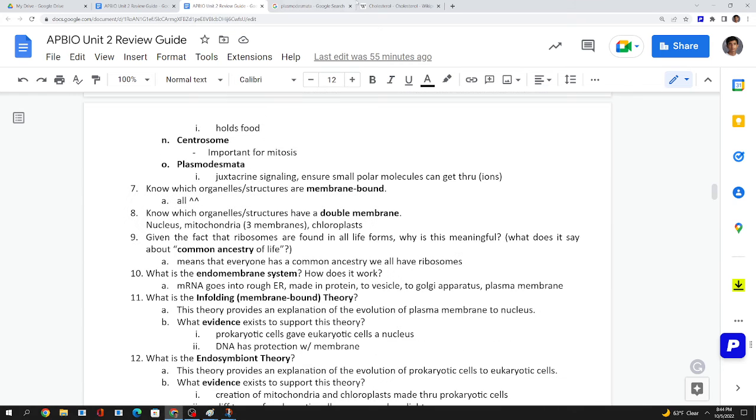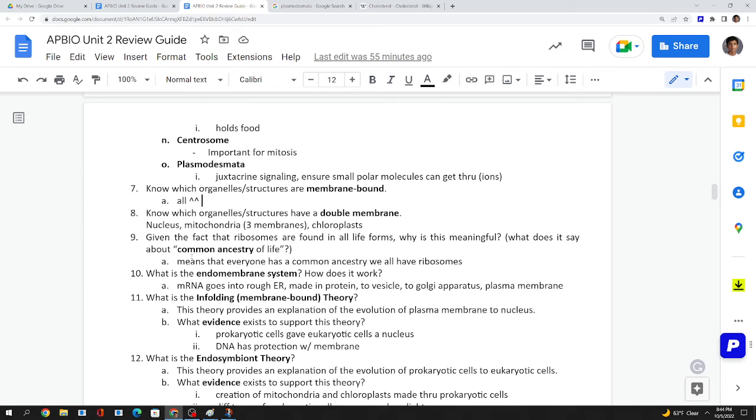Ions get through. Know which organelles are membrane bound. Membrane bound organelles are basically everything I've listed, so all of them. Know which organelles have a double membrane: chloroplast, mitochondria, and actually the nucleus as well. I forgot to mention that. My apologies. Given the fact that ribosomes are found in all life forms, why is this meaningful? It basically means that we all have a common ancestor, because if we all have ribosomes that can read our DNA, probably we originated from somewhere.